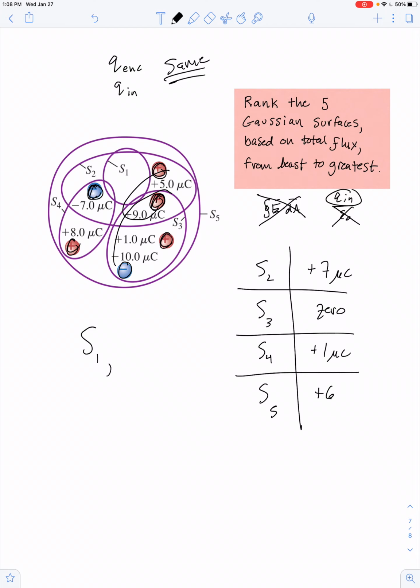So it looks like the amount of flux through Gaussian surface number 1 and Gaussian surface number 3 are equal, and then followed by surface number 4, and then surface number 5, and finally surface number 2 with the greatest amount of flux. Well, that was a long video, lots of information.